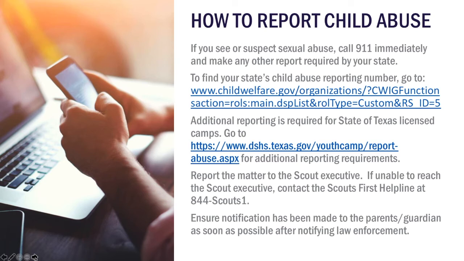It is important to note that all states allow immunity from criminal and civil liability for good faith reporting of suspected abuse, even if it is later determined to be unfounded. After reporting to law enforcement, the matter must also be reported to the local scout executive so that appropriate actions may be taken. If unable to reach the scout executive, contact the Scouts First helpline. Ensure notification has been made to the parents and guardian after notifying law enforcement. You'll find both of these links in your Youth Protection Training Resources handout.